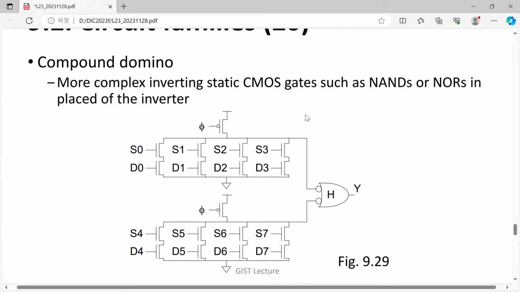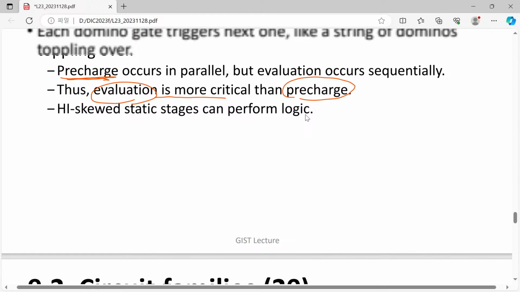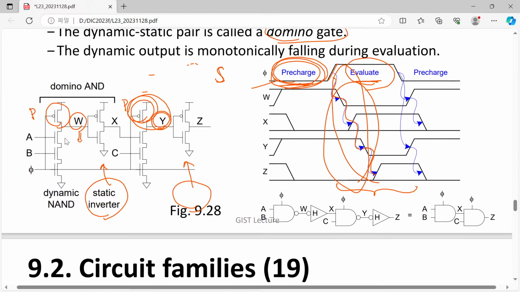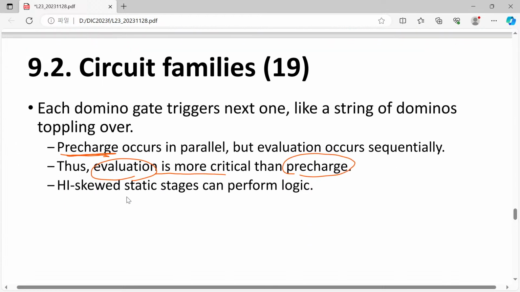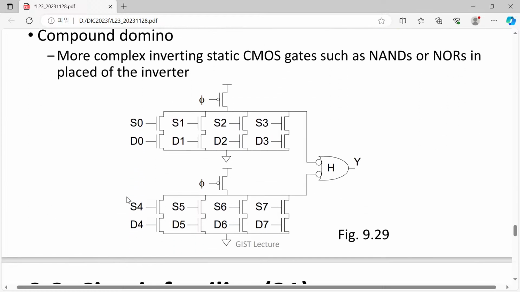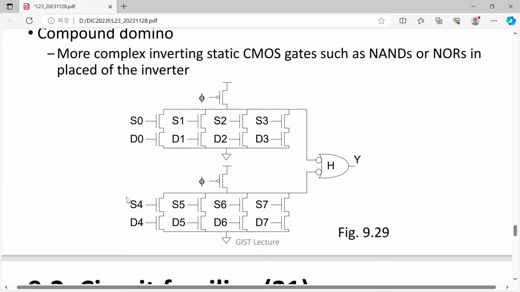Although the original domino logic has a dynamic NAND, we can have a dynamic something and a static inverter. However, sometimes instead of that, we can use any other static logic gate which has an inverting property. For example, at first glance this looks quite complicated. Then please think about the operation of this one.